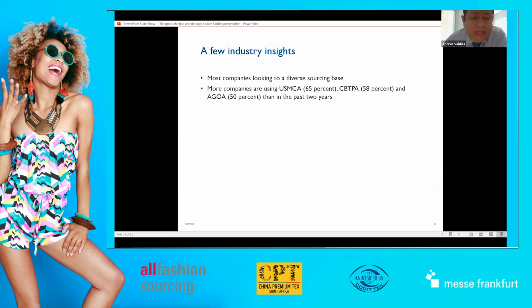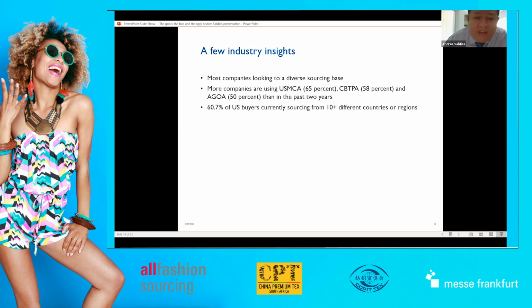As we move to my closure, please understand that most companies are looking to a diverse sourcing base right now in the industry insights. More companies are using the United States, Mexico, and Canada agreement. 65% are using more. 58% are using more importing from Central America. And interesting, 50% are using more from AGOA than in the past 2 years.